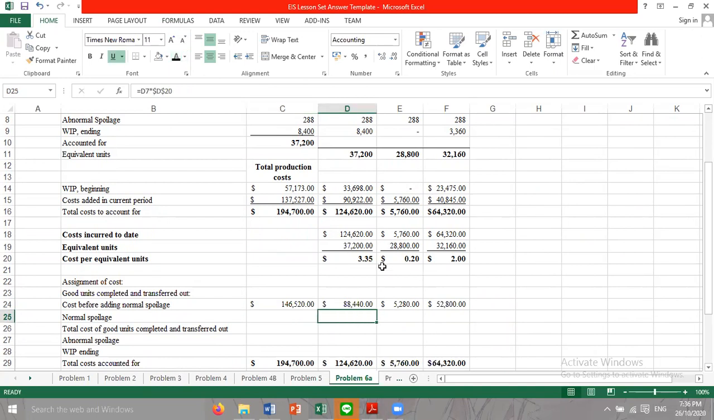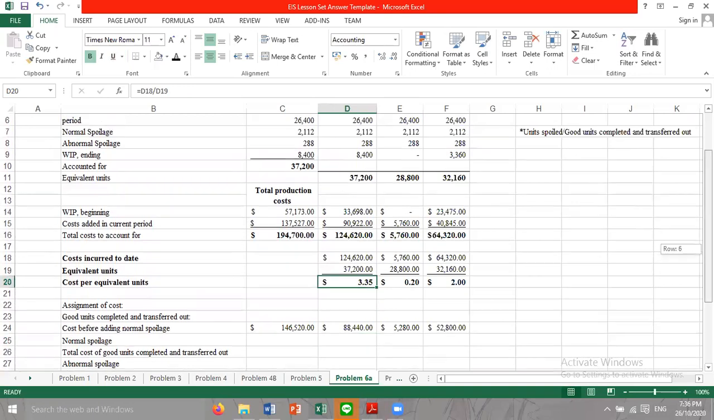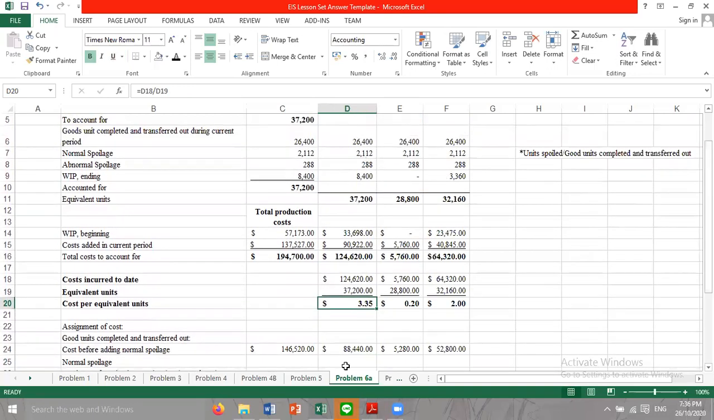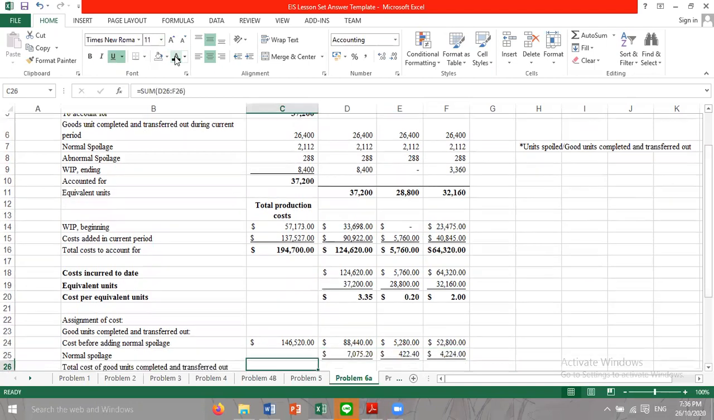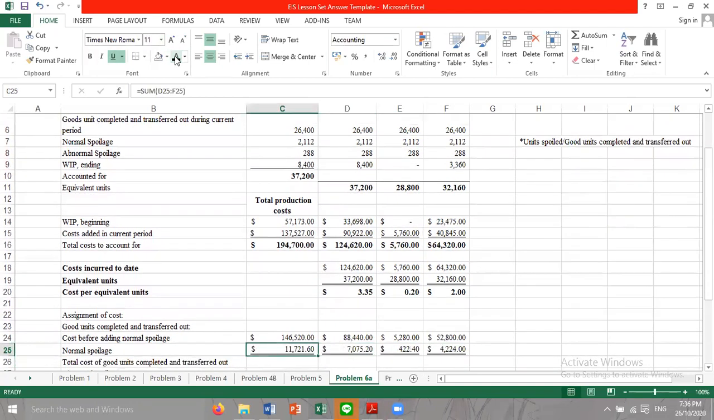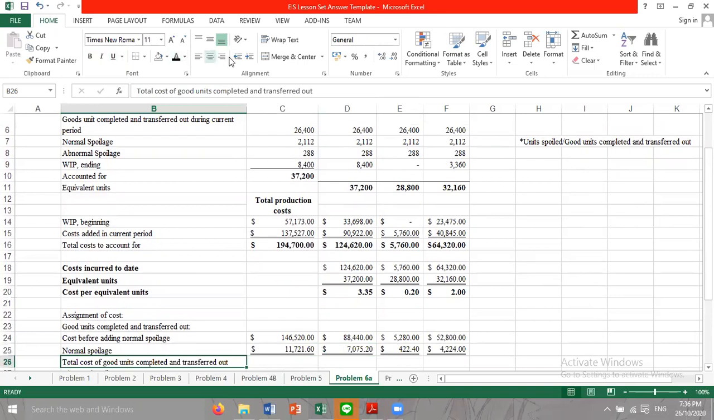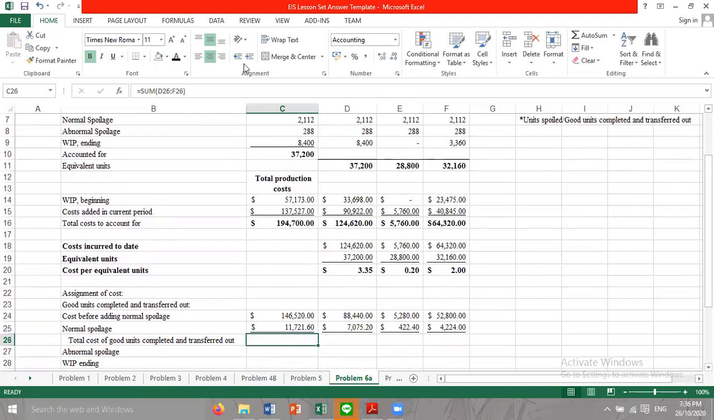Same thing applies for normal spoilage: we multiply cost per equivalent unit by the equivalent units done on normal spoilage. In this case, 2,112. We'll get 7,075, 420, and 4,224. We sum it all up, we'll get 11,721. And then we add them both to find the total cost of goods units completed and transferred out. If we sum them, we'll get 158,241.60.